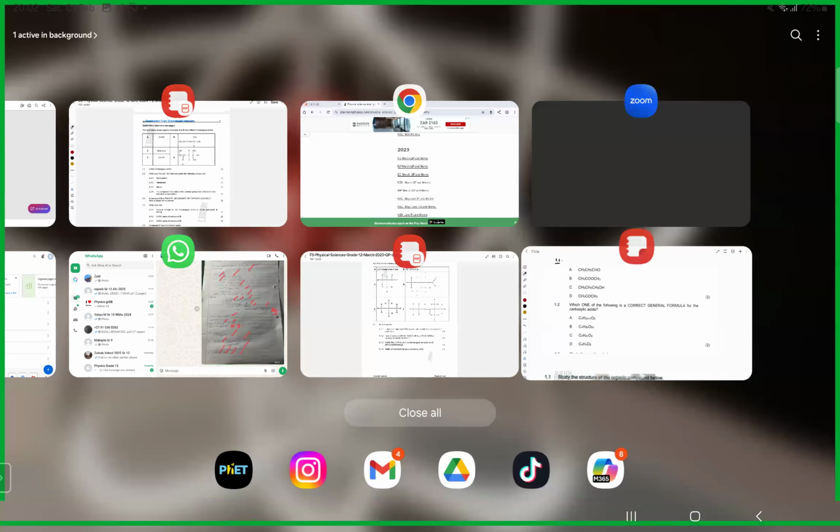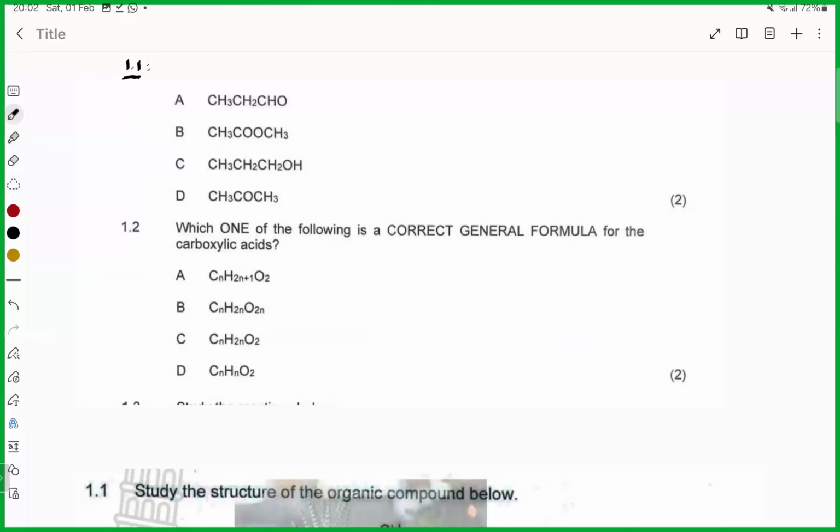All right, let's start. The question for number 1.1 is which of the following compounds is an aldehyde? You may just give us the answer if you know it, please. Which one is an aldehyde? Don't feel shy. I'm going to wait for someone to give me the answer. A.